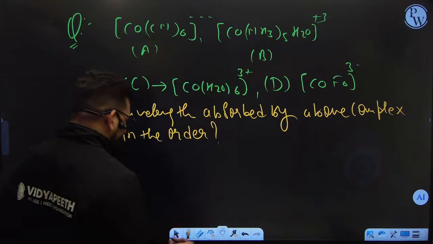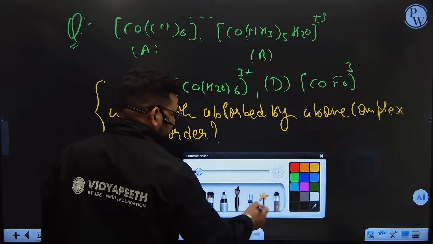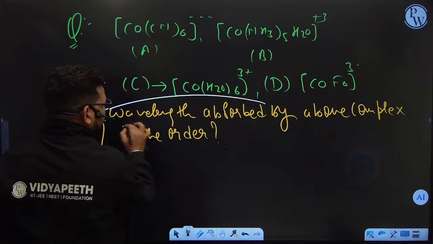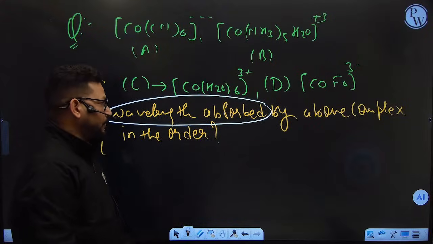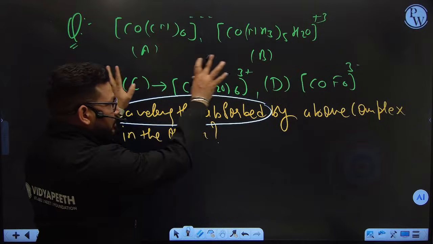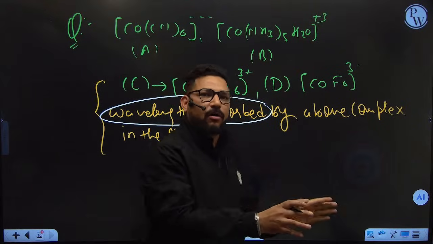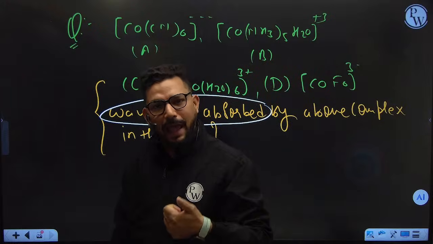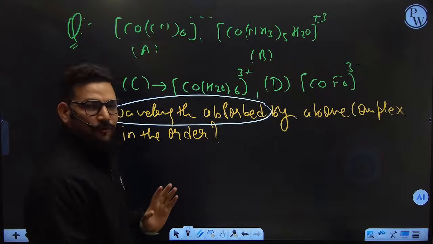And what is the actual USP of this question? According to the question, they are asking about the wavelength absorbed, that is, the wavelength absorbed by the above complexes in the order. That means you have to arrange all these 4 compounds in ascending or descending order, whatever is given in the options, according to the wavelength absorption. I hope all of you are aware of it.